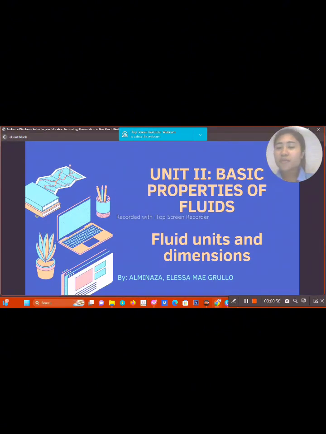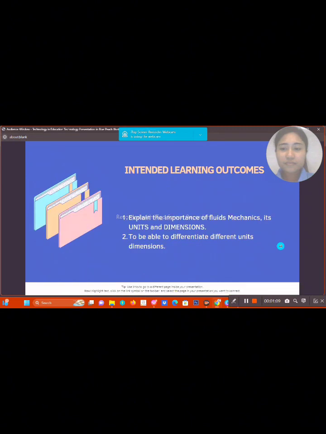Thank you for allowing me to discuss with you the basic properties of fluids, specifically the fluid units and dimensions. To start with, I have here the intended learning outcomes: at the end of the discussions, you will be able to explain the importance of fluid mechanics, its units and dimensions, and also be able to differentiate the different units and dimensions of fluid mechanics.